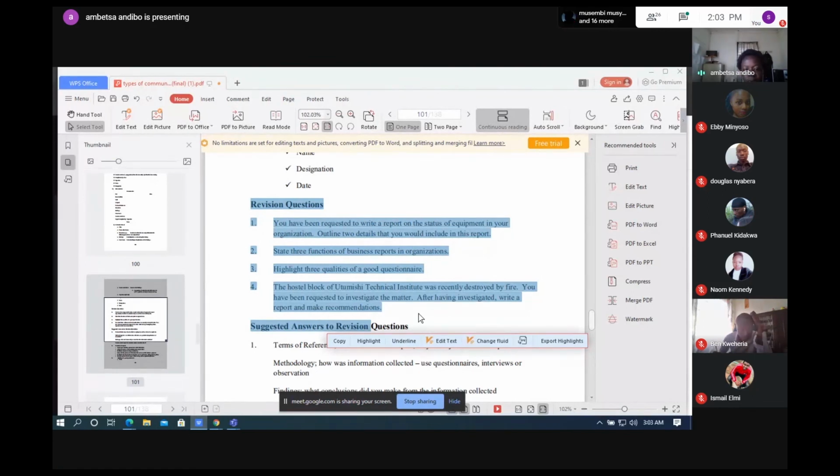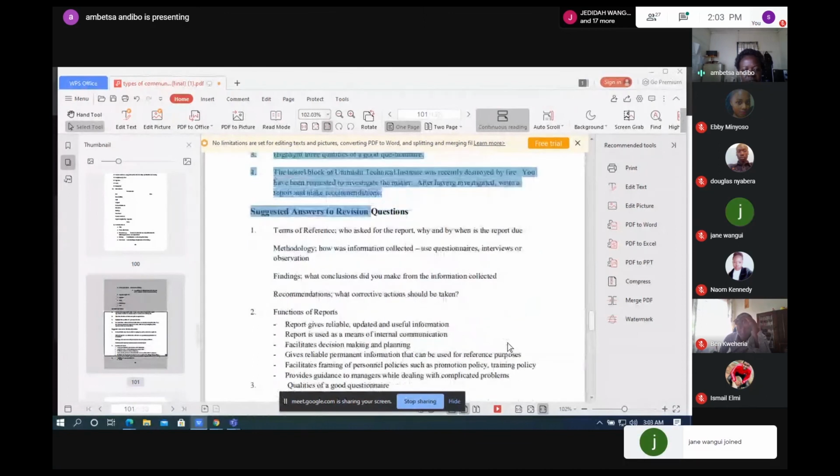Then the hostel block of Utumishi Technical Institute was recently destroyed by fire. You've been requested to investigate the matter. After having investigated, write a report and make recommendations. So attempt those questions. You can do them in groups or you can do them individually.